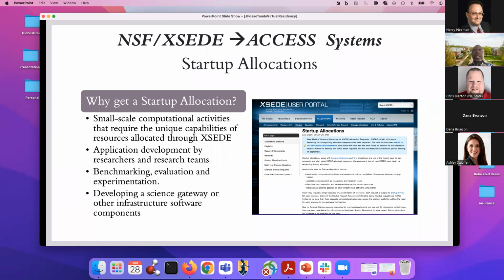So if you want to get a startup allocation, you will go to the XSEDE user portal. This will be changing to ACCESS. There you have all the information you need for a startup allocation. This is for the NSF XSEDE ACCESS system.